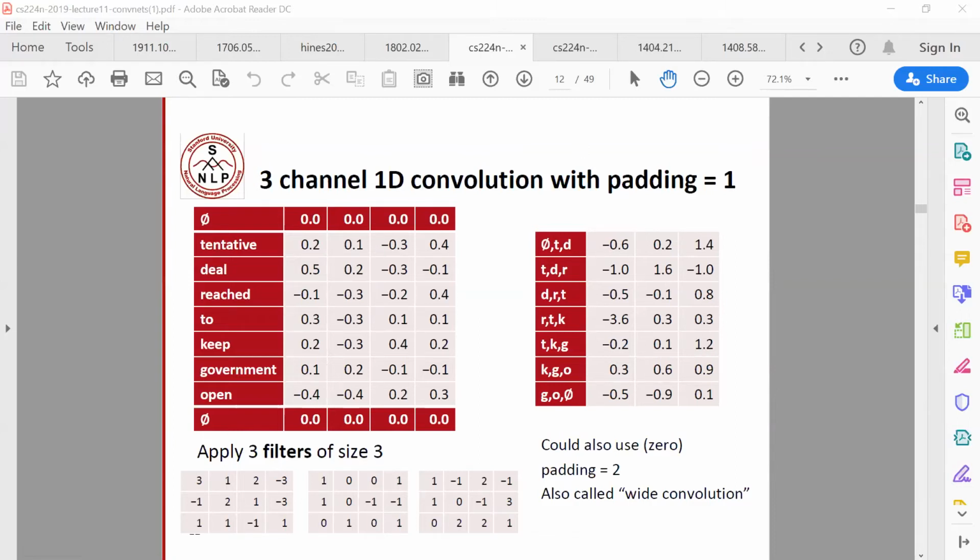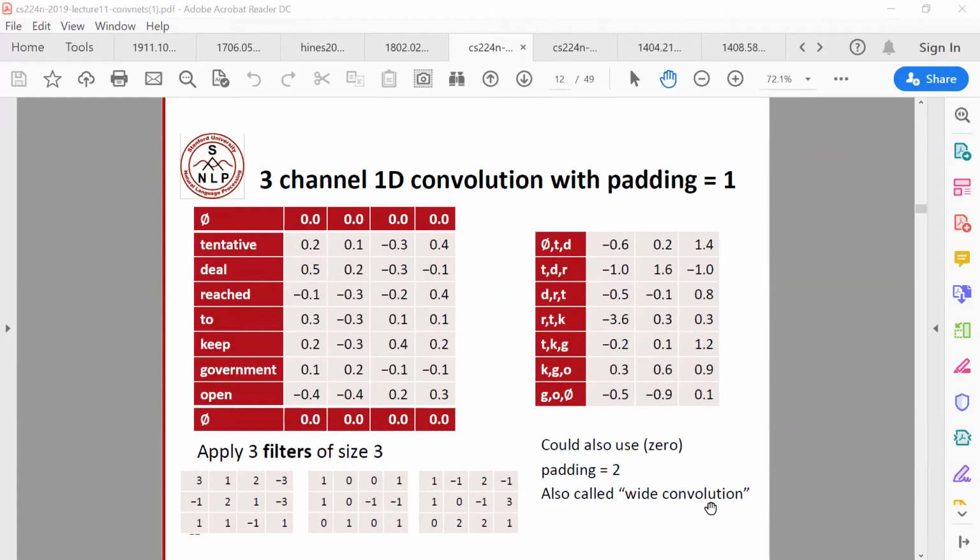Okay, so that's the concept of multiple filters, which we also have seen if we've seen convolution applied to images. But if you haven't seen that, it's the same idea. Okay, so Joseph? Yeah. So on the bottom right there, what does it mean, the words could also use 0 padding equals to, also called wide convolution? Yes. What's that word?